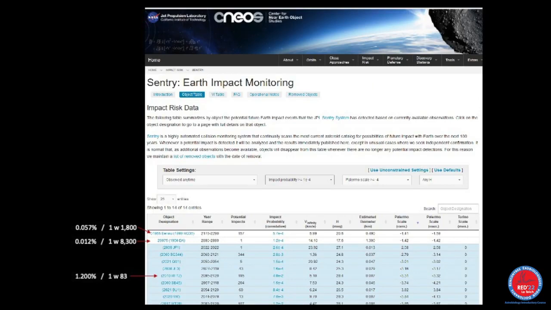This is the list of asteroids that can actually potentially hit us. Here is the one that is predicted to potentially hit us in about 200 years, more or less. But the chance is extremely small, so do not worry about that. It's one in about 2,000 that it will hit us. However, it's not impossible. And this is why we should keep an eye on those objects and check if they are there.